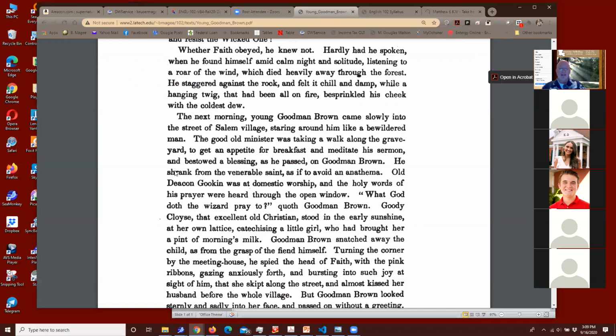Goody Cloyse, that excellent old Christian, stood in the early sunshine at her own lattice, catechizing a little girl who had brought her a pint of morning's milk. Goodman Brown snatched away the child as if from the grasp of the fiend himself. So what is catechism?